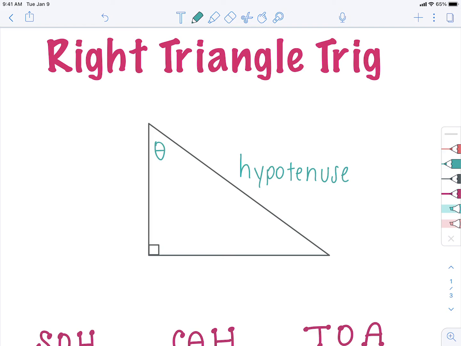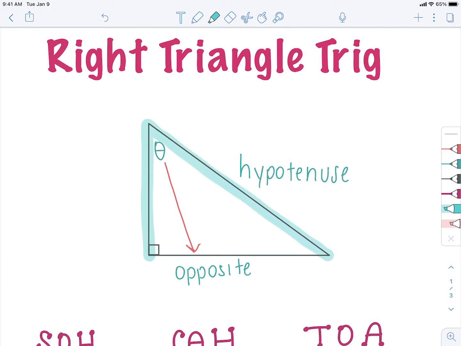So if I said my angle that I was looking at was in that top corner, the side that's across from the angle, if I go directly across, that's my opposite side. The side that touches the angle, or the side that makes up the angle, the one that's not the hypotenuse, is called the adjacent side. Is that ringing a bell? Have you heard those words before?